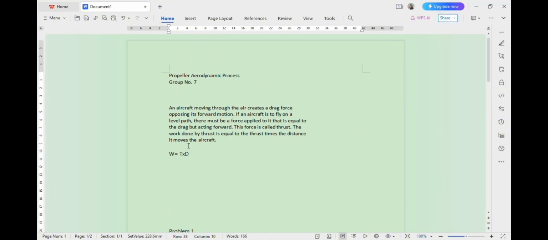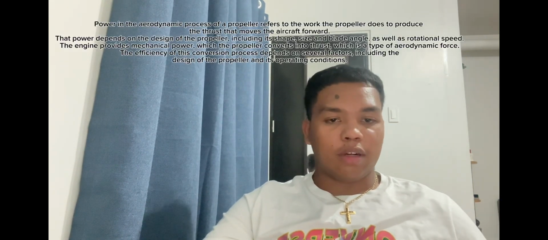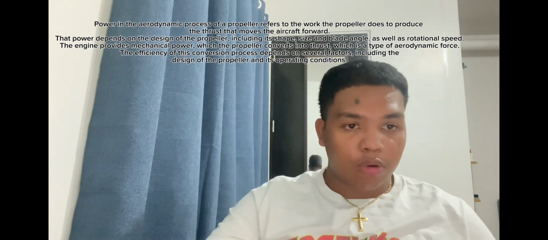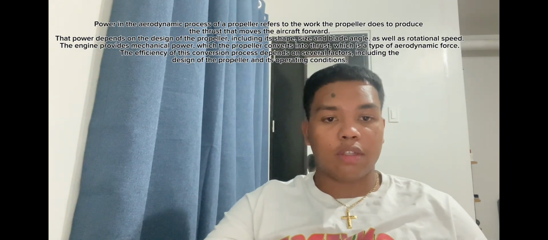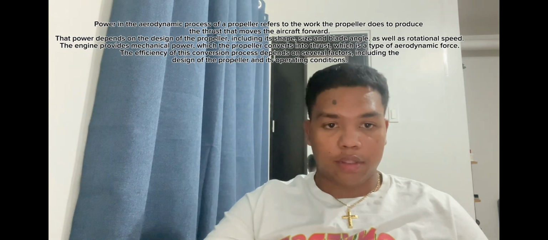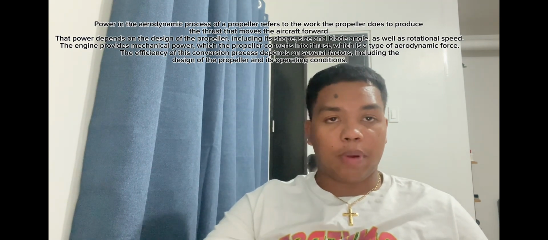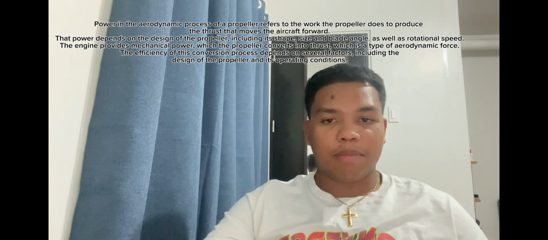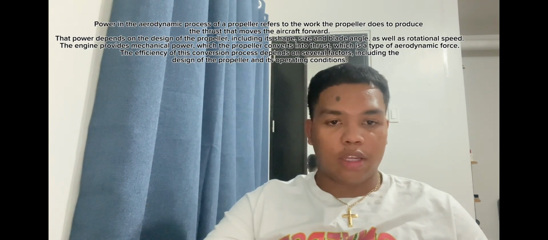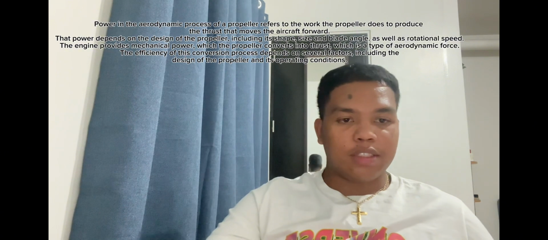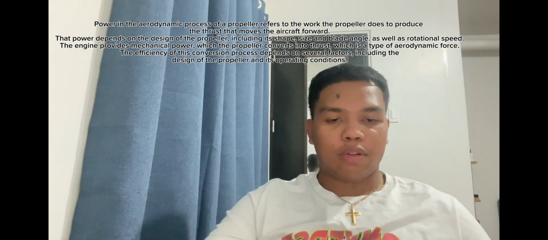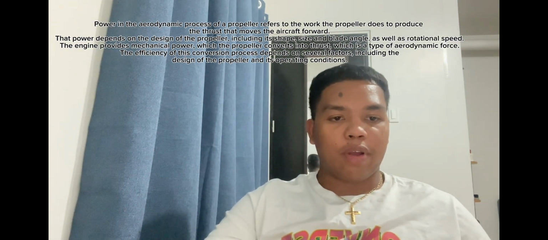Thank you. Good morning, sir. I'm Kenneth from Group 7, and I'm here to tackle the propeller's aerodynamic process. So let's start. The power of the propeller aerodynamic process refers to the work the propeller does to generate thrust and propel the aircraft forward. That power depends on the design of the propeller, which includes its shape, size, and blade angle, as well as rotational speed. The engine provides mechanical power, which the propeller converts into thrust, which is a type of aerodynamic force.